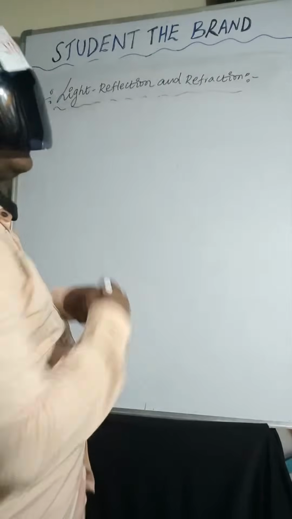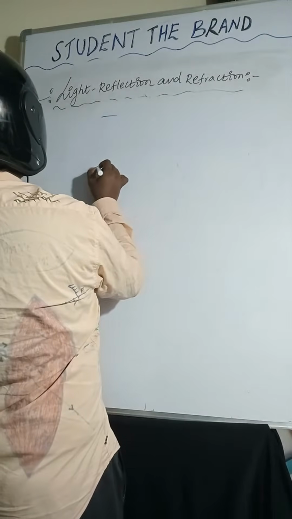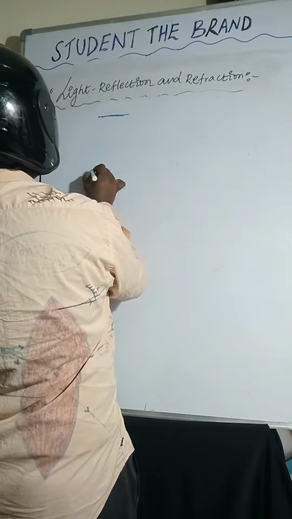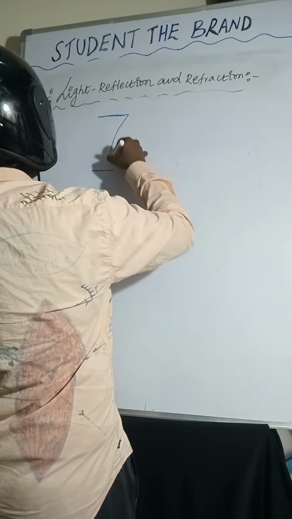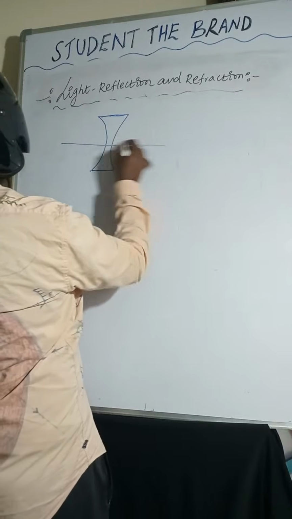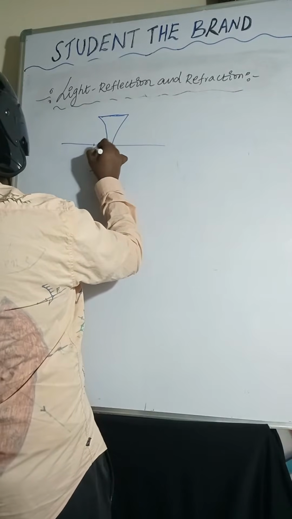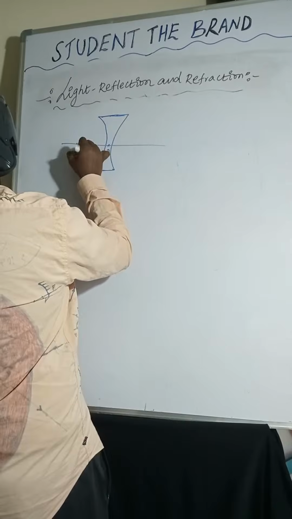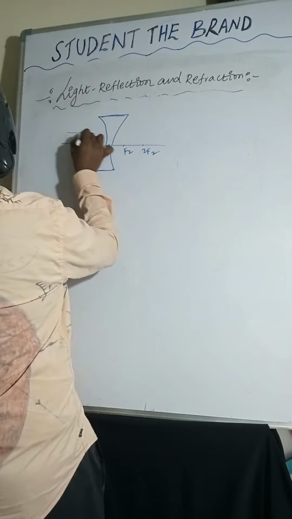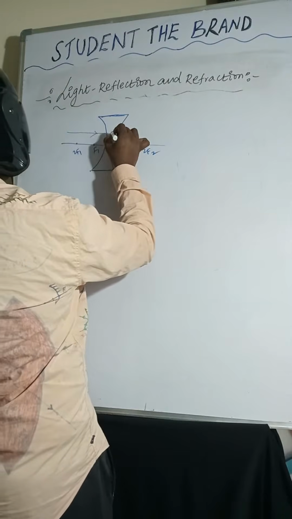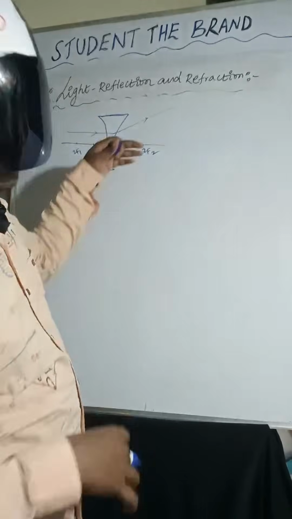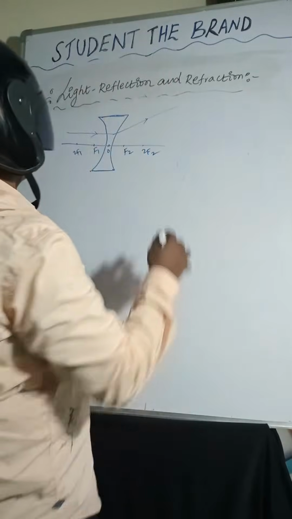Concave lens. Optic center, F1, 2F1, F2, 2F2. Light rays passing parallel to the principal axis, after refraction, move away from it. After refraction, the light ray will move away from the principal axis.